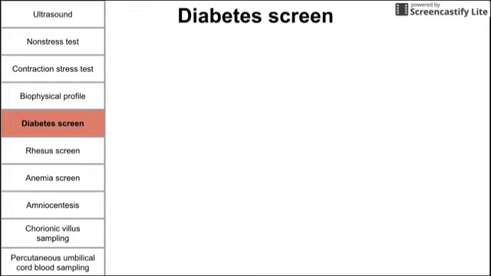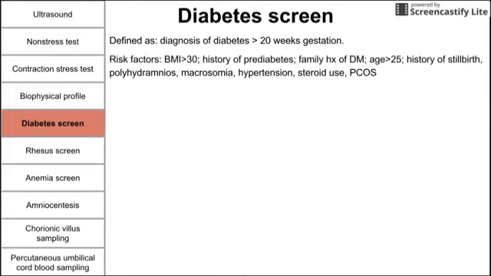Another test during pregnancy is the diabetes screen. Diabetes in pregnancy is defined as diabetes that has been diagnosed later than 20 weeks gestation, and this is called gestational diabetes. Some risk factors for gestational diabetes include a BMI of over 30, a history of prediabetes before pregnancy, a family history of diabetes, an age of over 25, a history of stillbirth, polyhydramnios, macrosomia, hypertension, steroid use, and PCOS, as well as insulin resistance associated with polycystic ovarian syndrome.